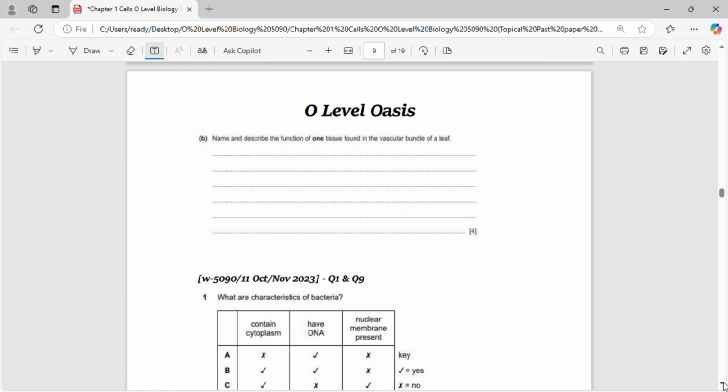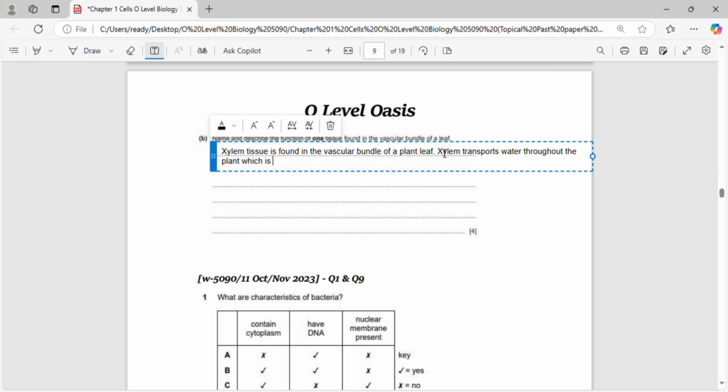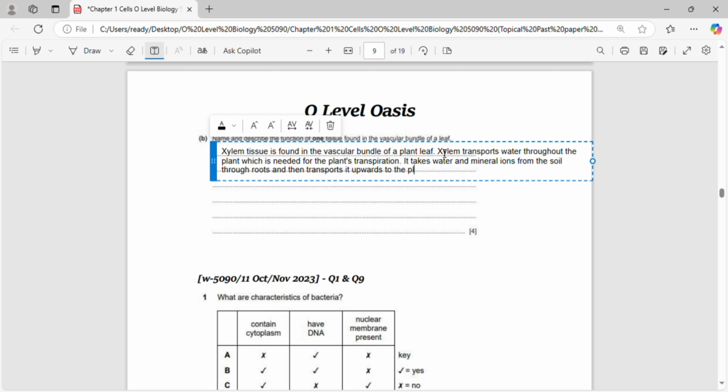Since this topic is related to plant tissues, which we have already discussed, we can apply our knowledge here. First, let's identify the tissues present in the vascular bundle. The vascular bundle includes the xylem and phloem. For this question, you can choose either one to write about. I will choose xylem, but writing about phloem will also earn you the same marks, provided you include all the correct points. Xylem tissue is present in the vascular bundles of a plant leaf. Its primary function is to transport water throughout the plant, which is essential for processes like transpiration. Xylem moves water and mineral ions from the soil through the roots and then transports them upwards to the rest of the plant.